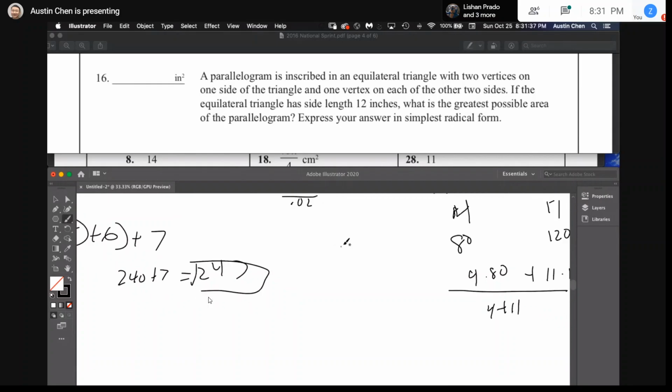Okay, so we have an equilateral triangle. Let's make this our last problem of today. We have a parallelogram inscribed in an equilateral triangle. It's going to have 2 vertices on one side of the triangle, let's just make it this side, and 1 vertex on each of the other 2 sides, like that. But it has to be a parallelogram.